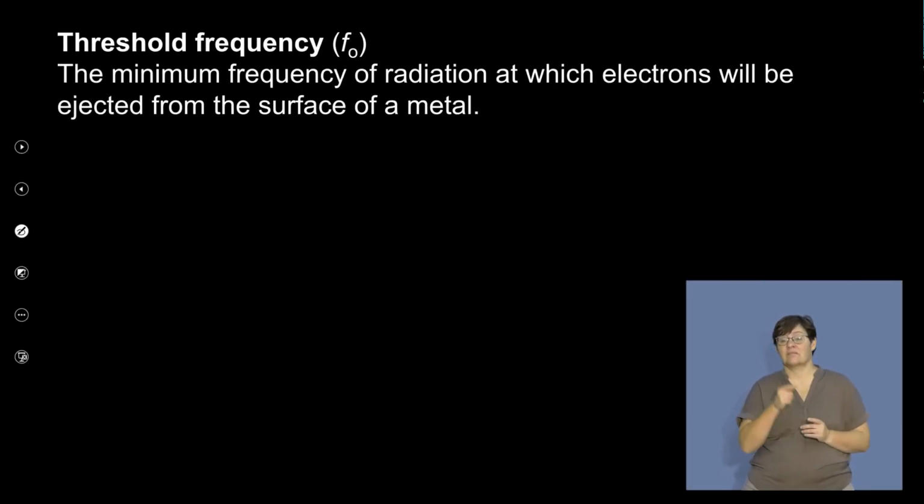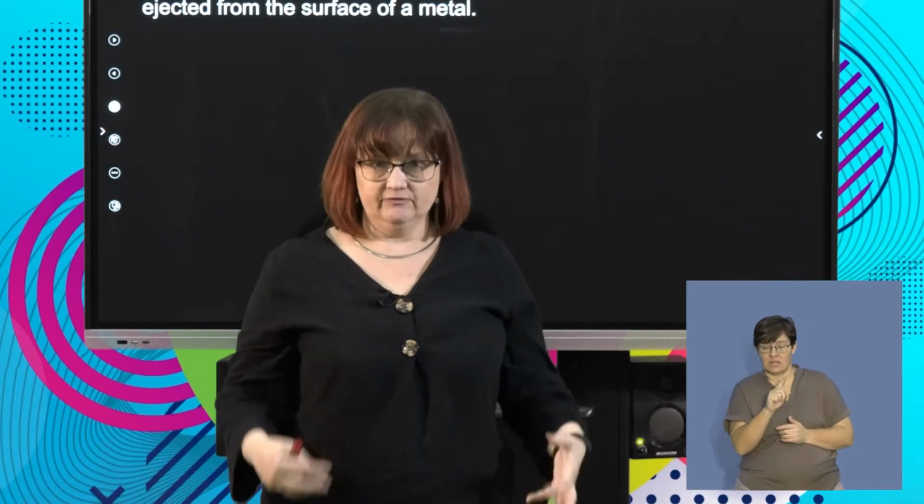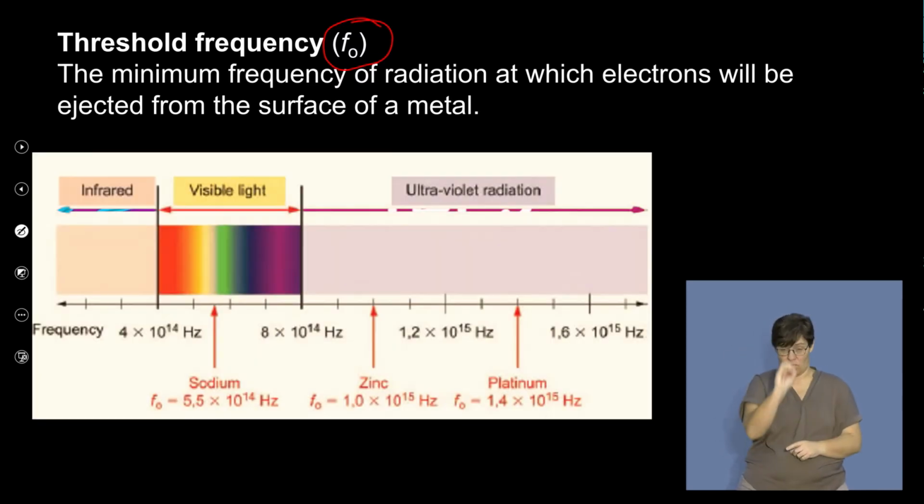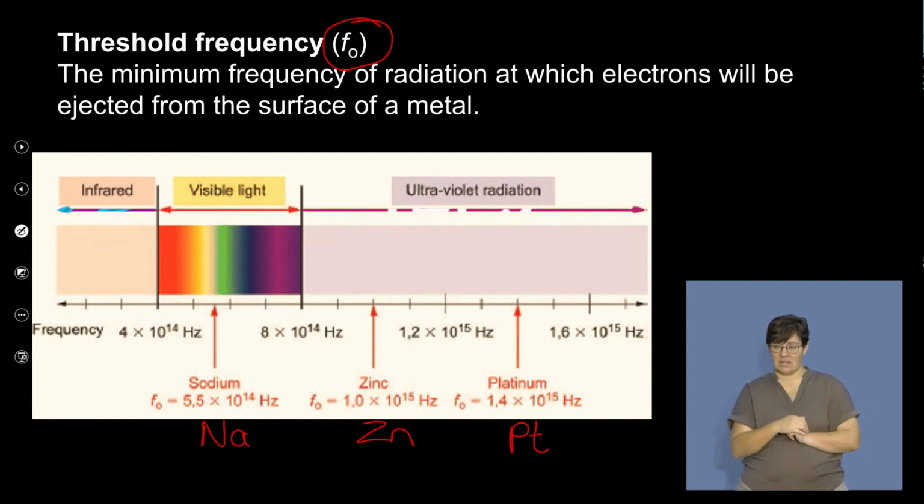Photons are particles. So, the minimum frequency of light needed, we talk about frequency, not wavelength, that's needed for an electron to be ejected from the surface of a metal is called the threshold frequency. Its symbol is f0. It's very, very specific. Now, every metal has its own threshold. So sodium is 5.5 times 10 to the 14. Zinc is 1 times 10 to the 15. And platinum is 1 times 10 to the 15.